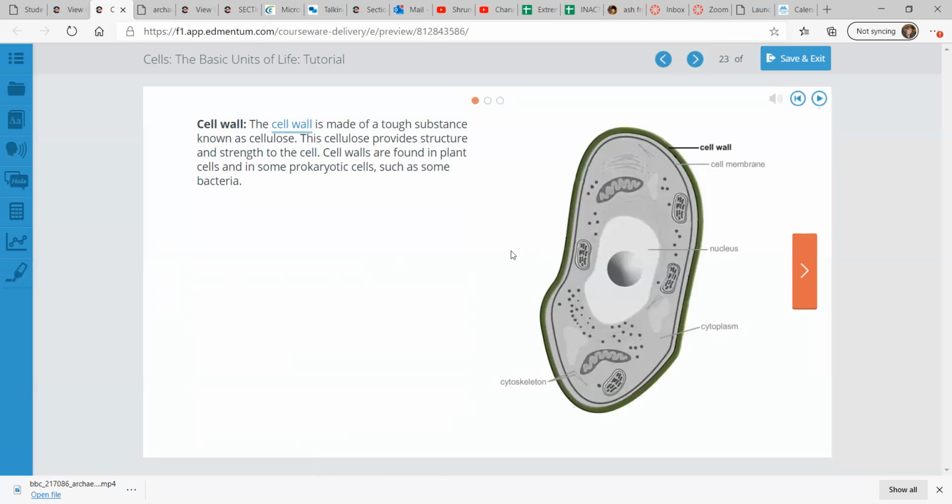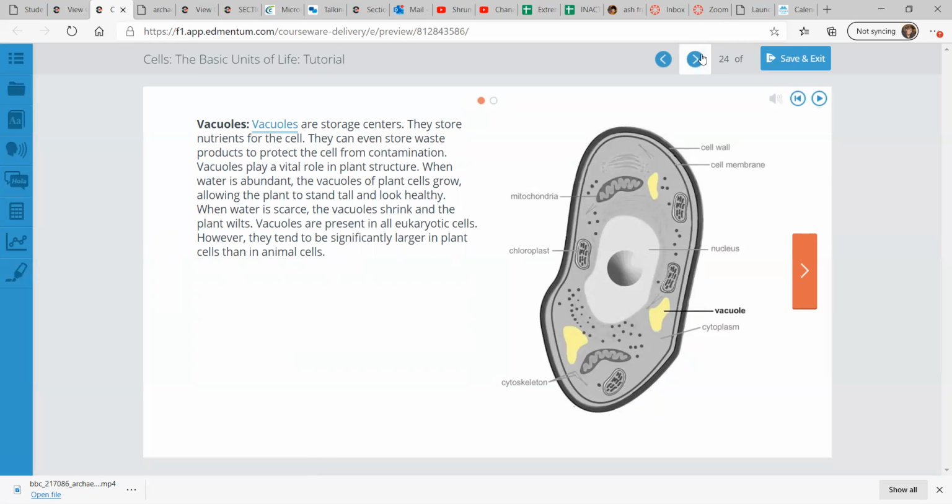Cell wall. The cell wall is made of a tough substance known as cellulose. The cellulose provides structure and strength to the cell. Cell walls are found in plant cells and in some prokaryotic cells, like bacteria, but not in the eukaryotes like these cells in our body, unless bacteria is found in your body. But that's a little different.